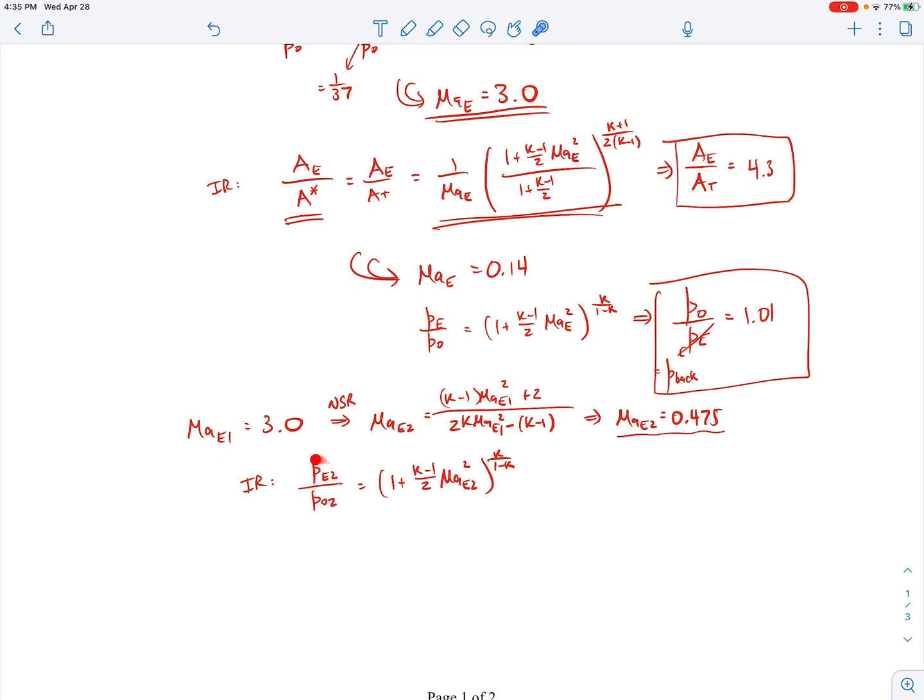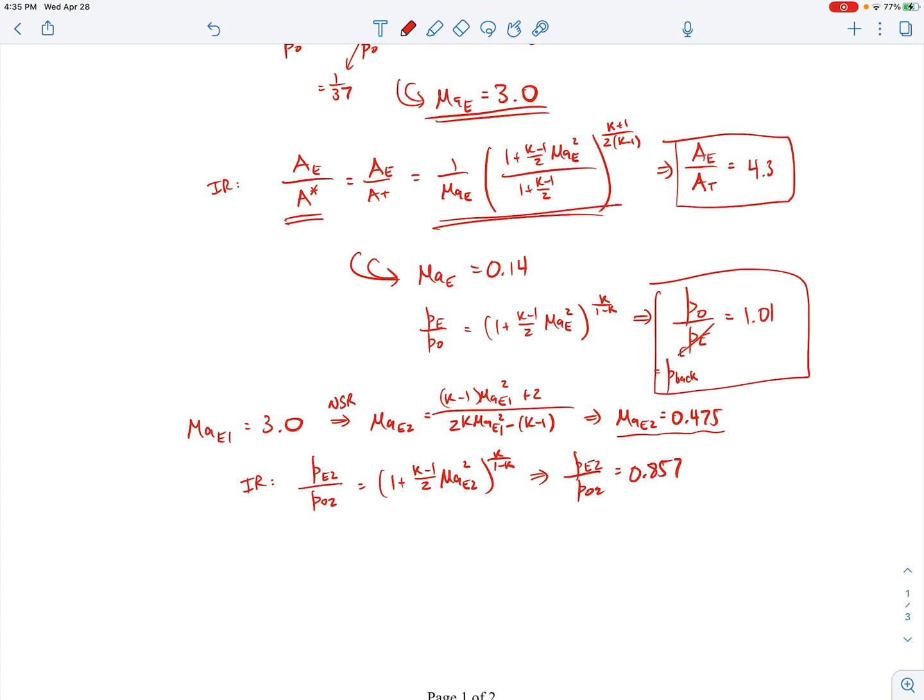This is the pressure on the downstream side of the shock divided by the stagnation pressure downstream of the shock. Remember that the stagnation pressure decreases across the shock wave. So I have to be careful. I have to put P02 here because that's the stagnation pressure on the downstream side of the shock. So I can find that ratio. If I work that out, I'll get PE2 over P02 comes out to be 0.857. Okay, so that's only part of the puzzle here.